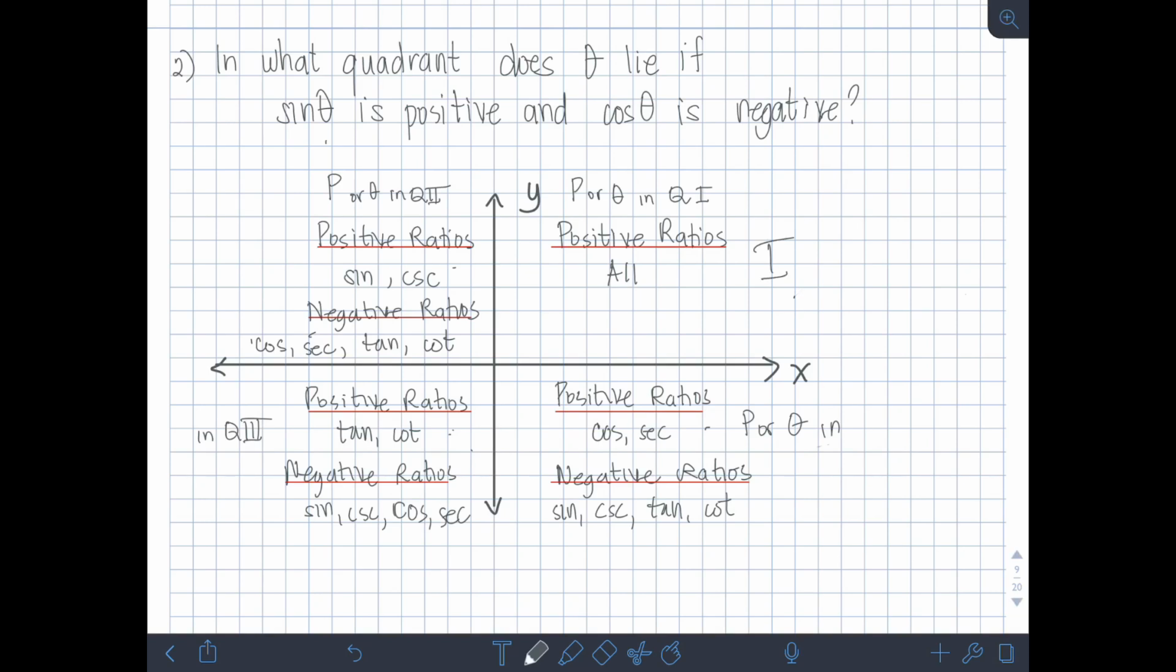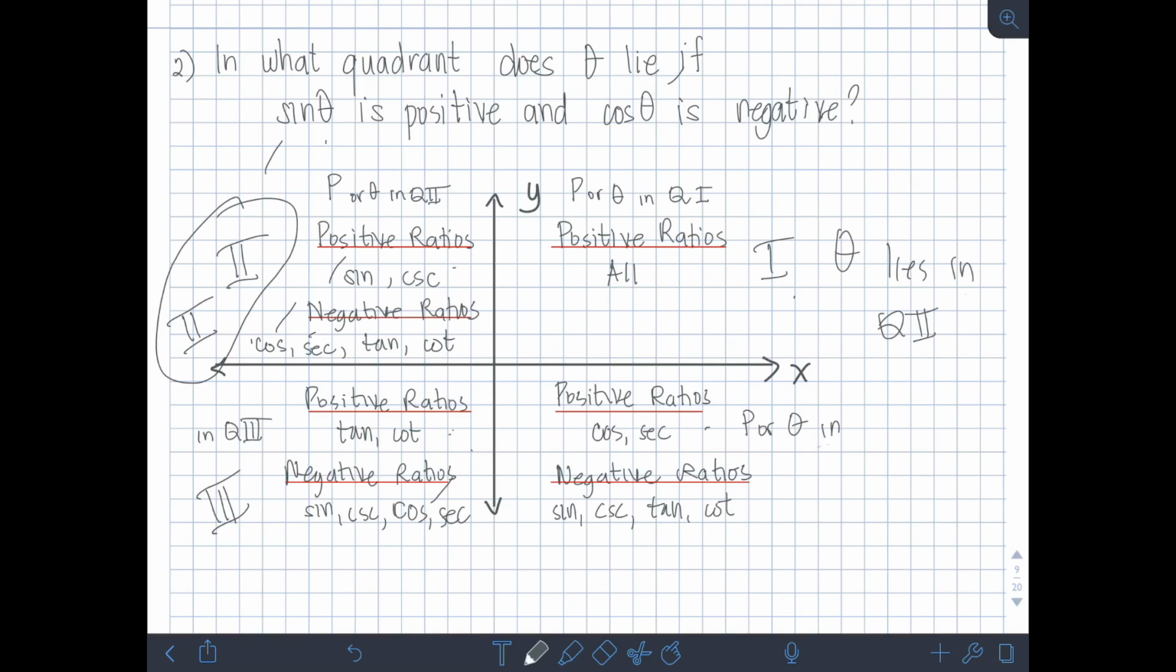Diba sa quadrant 1, tsaka sa quadrant 2, right? Sine is positive. Kapag si cosine theta naman, saan siya negative? Dito sa quadrant 2 din, tsaka sa quadrant 3. Right? So, therefore, ano yung intersection ng dalawa? Itong quadrant 2. So, therefore, si theta ay maglalay sa quadrant 2 kasi parehong positive si sine theta sa quadrant 2 at negative si cosine theta sa quadrant 2. So, therefore, theta lies in quadrant 2.